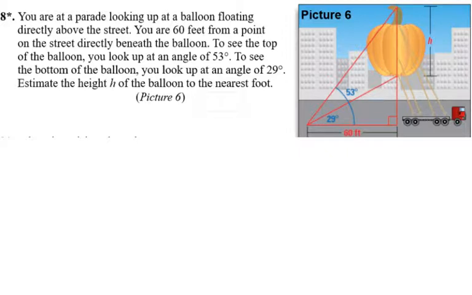So I'm just going to jump to number 8 right here. They say that you are on a parade looking up at a balloon floating directly above the street. You are 60 feet from the point on the street directly beneath the balloon. So you are 60 feet away from the balloon. And to see the top of the balloon, you look up at an angle of 53 degrees. So the angle right here is 53 degrees. So that's the top. And to see the bottom of the balloon, the angle is 29 degrees. So that part is 29 degrees.